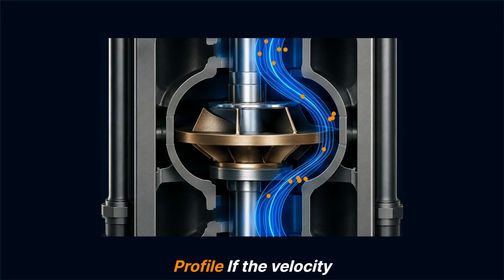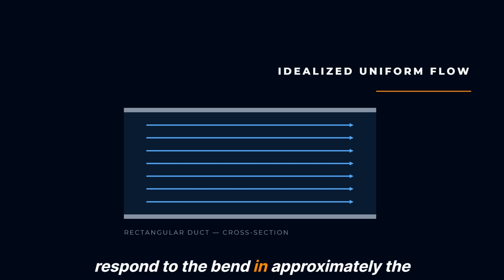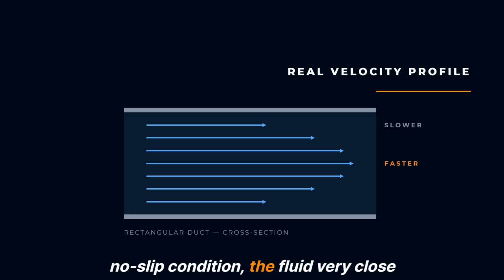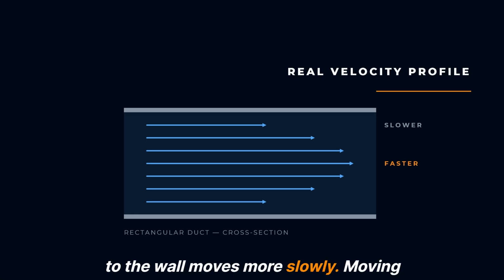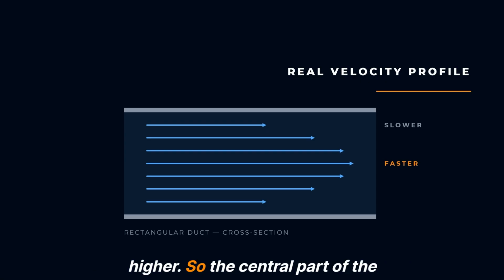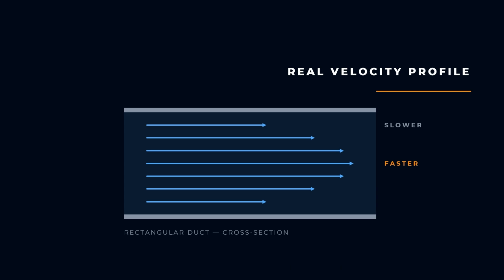Real velocity profile. If the velocity were perfectly uniform across the passage, every fluid particle would respond to the bend in approximately the same way. But real flow has a velocity profile. Because of viscosity and the no-slip condition, the fluid very close to the wall moves more slowly. Moving away from the wall, the velocity becomes higher. So the central part of the flow carries more momentum than the slower fluid near the walls. And once this non-uniform velocity profile enters a curved passage, an additional flow motion begins to develop.